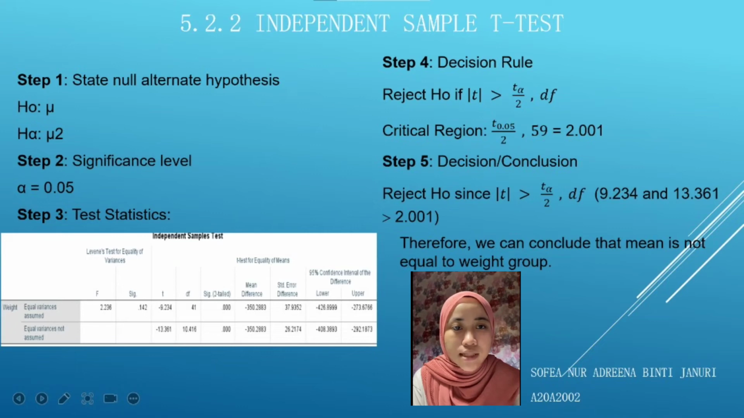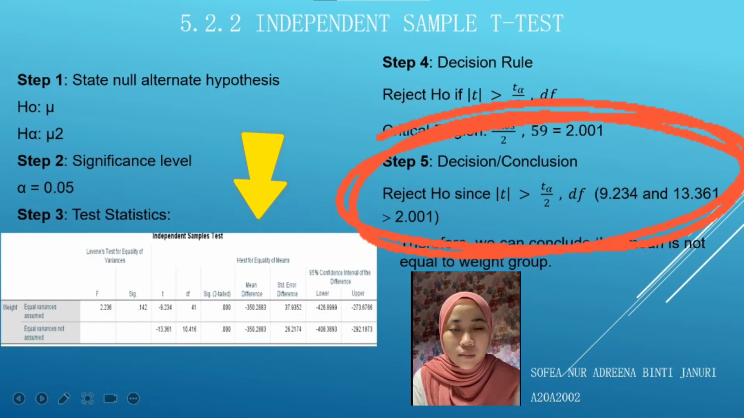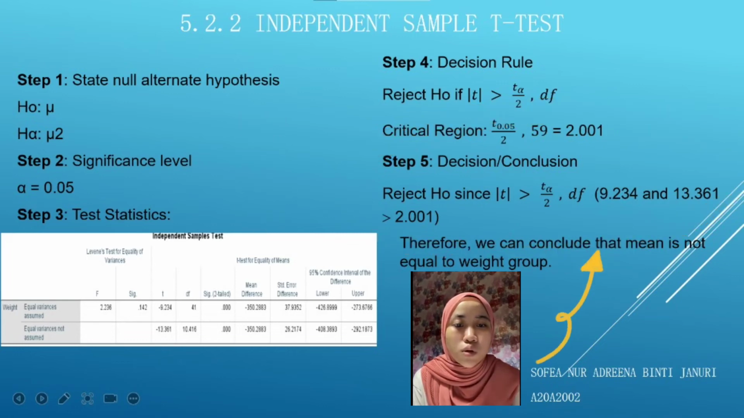For the t-test, at step 4, the decision rule is: reject H null if the modulus of t is greater than t alpha over 2 with df. At the critical region, we got from the table 2.001. So for step 5, the decision, we reject H null because 9.234 and 13.2361 are greater than 2.001, as we can see at the table. Therefore, we can conclude that the means are not equal between the weight groups.